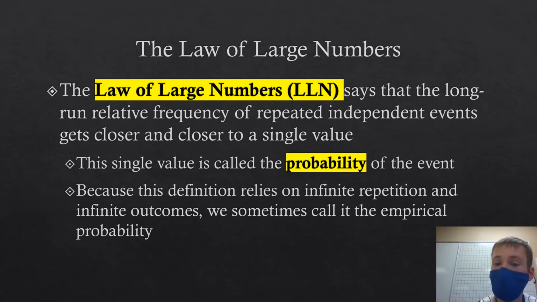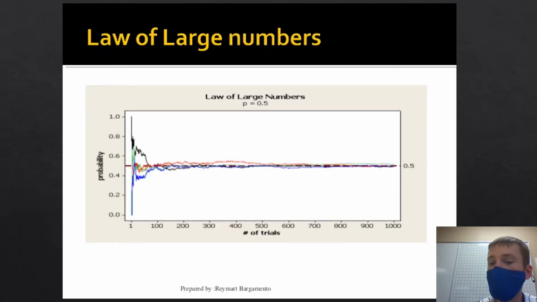And because this definition relies on an infinite repetition and infinite outcomes, we sometimes call this empirical probability. So as an example of this, if we flip a coin and we are, say, recording the likelihood or the percent of times we land on tails, we know that if we flip a coin 10 times, it is not necessarily going to land on tails 5 out of 10 times every single time. But what the law of large numbers tells us is that if we flip 200 times, 400 times, 1,000 times, and beyond, up to infinity, in the long run, that probability or that percentage will approach 50%. And that's what we refer to as our probability.